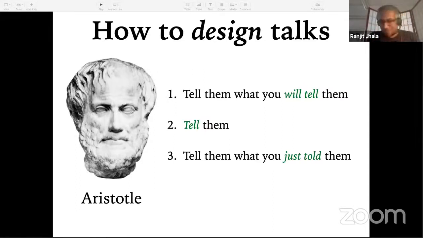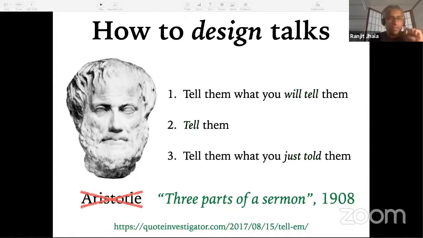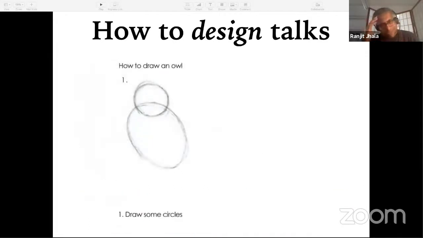So I got this advice myself when I was preparing talks, but there were various things that I didn't find satisfying about it. First of all, it is in fact not due to Aristotle, but far more recent and far less pedigreed. This was advice that a pastor in the UK gave to young pastors at a pastor mentoring workshop, if you wish, in a little essay called "Three Parts of a Sermon." And you'll see we're going to return to this topic of sermons later in this presentation.